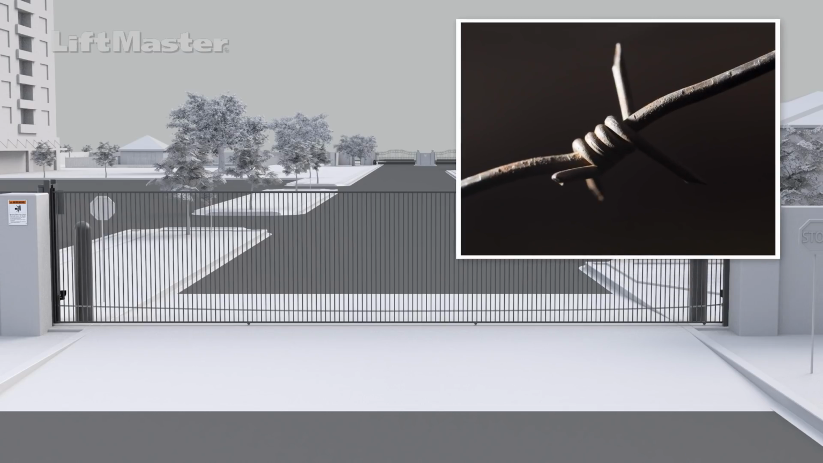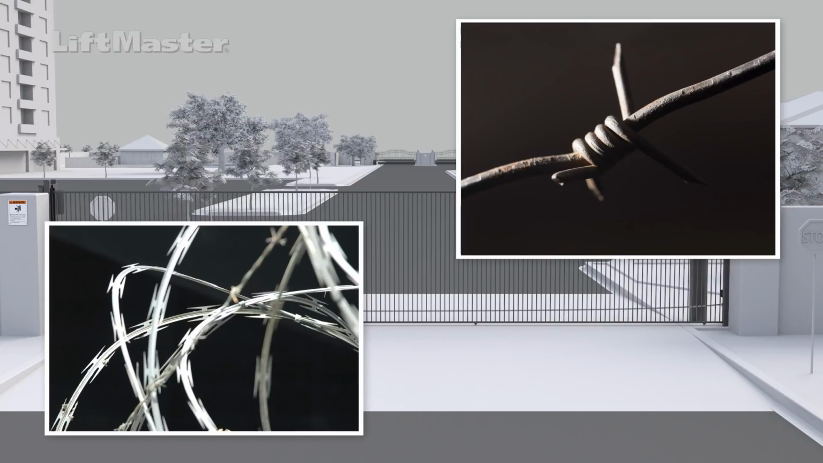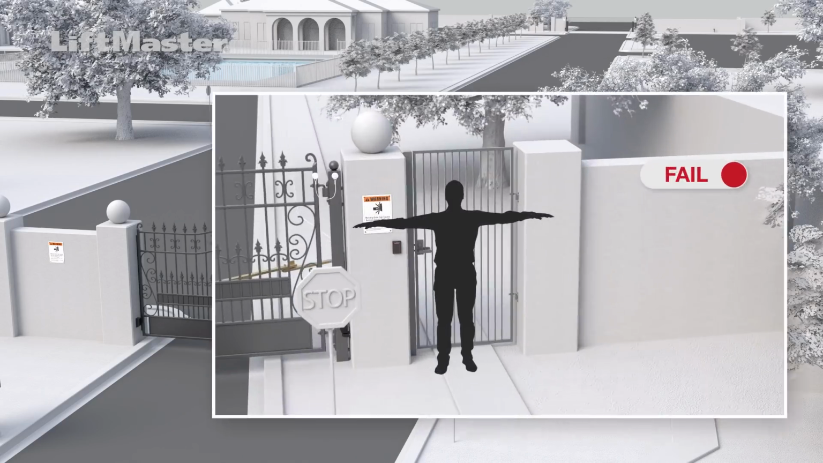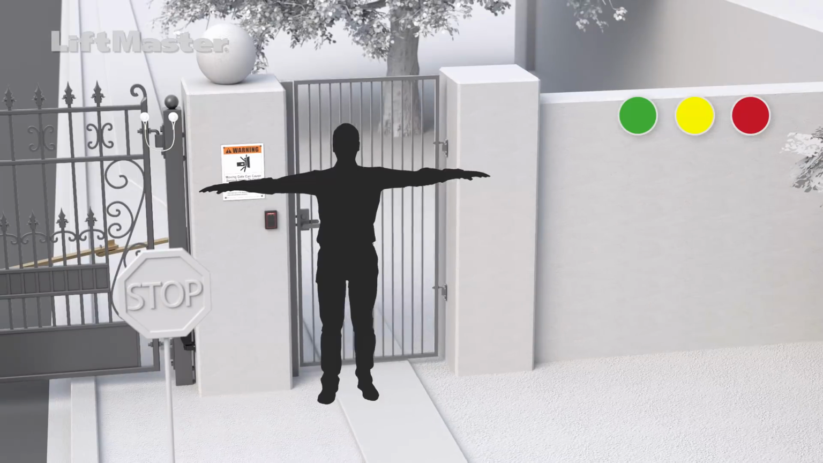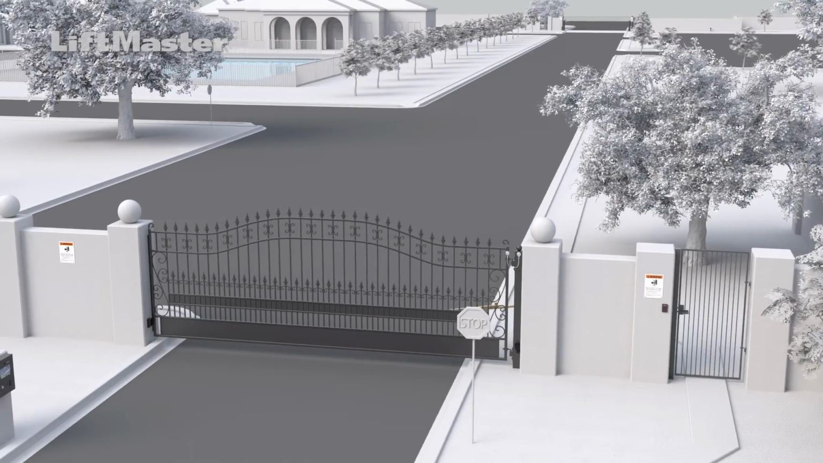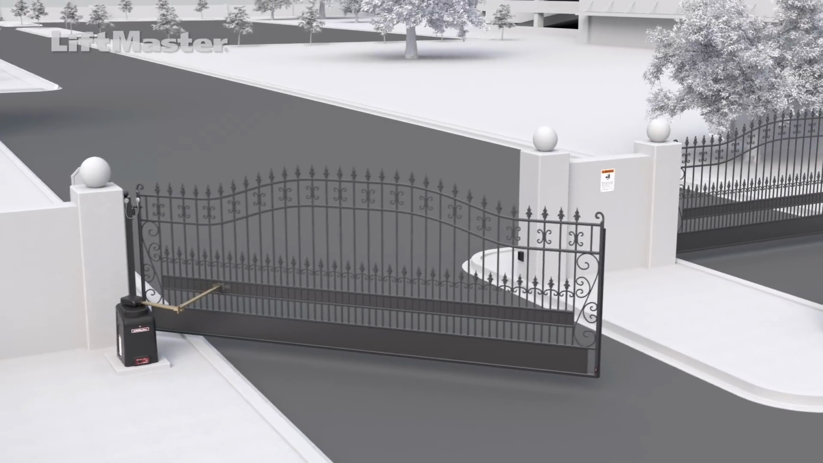Barbed wire must be mounted at least 6 feet above grade. Barbed tape or razor wire, while similar, must be mounted at least 8 feet above grade. A separate pedestrian entrance that is out of reach of the moving gate must be available. Vehicular gates must only be used for automotive traffic.